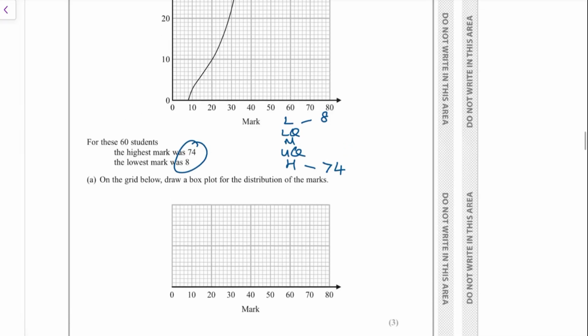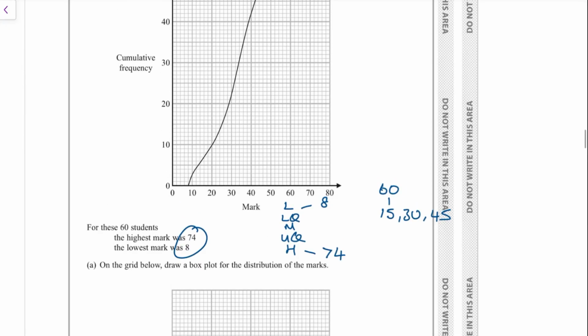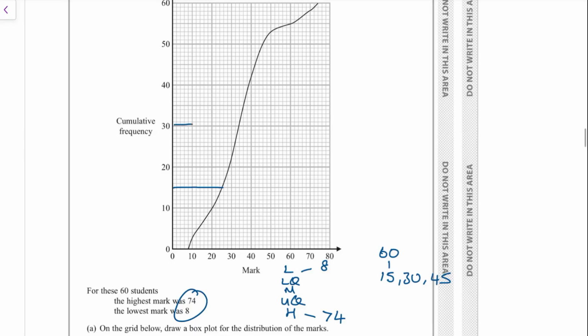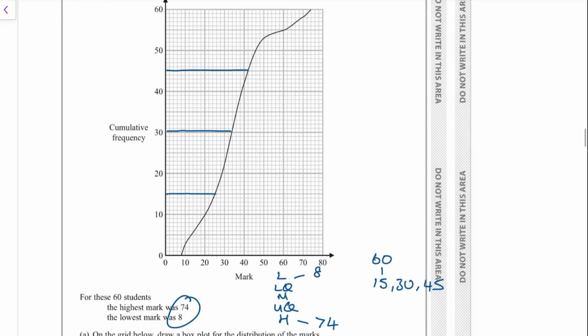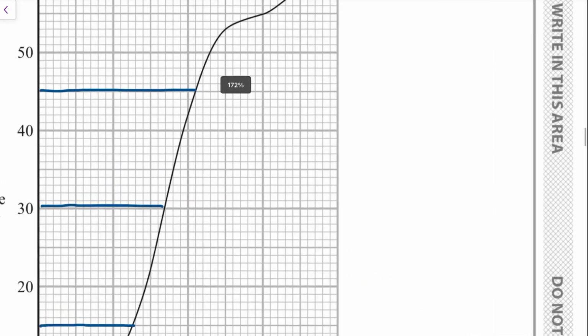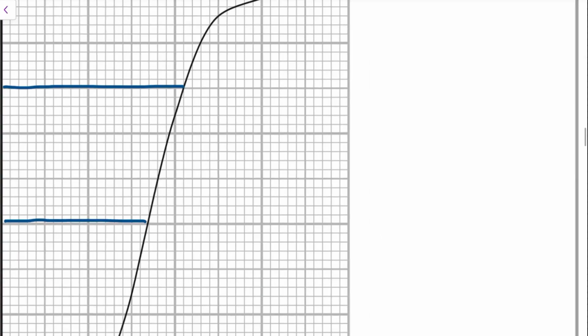Now, how do I get the lower quartile? Well, if there's 60 people, a quarter of those is 15, half of those is 30, and 3/4 of those is 45. So I need those numbers from this graph here. So I'm going to very carefully work out what are the corresponding values for each of those numbers, 15, 30, and 45. And what I'm actually going to do, I'm going to zoom right in so you can see what I'm doing, is I'm going to be very careful to work out where that point is.